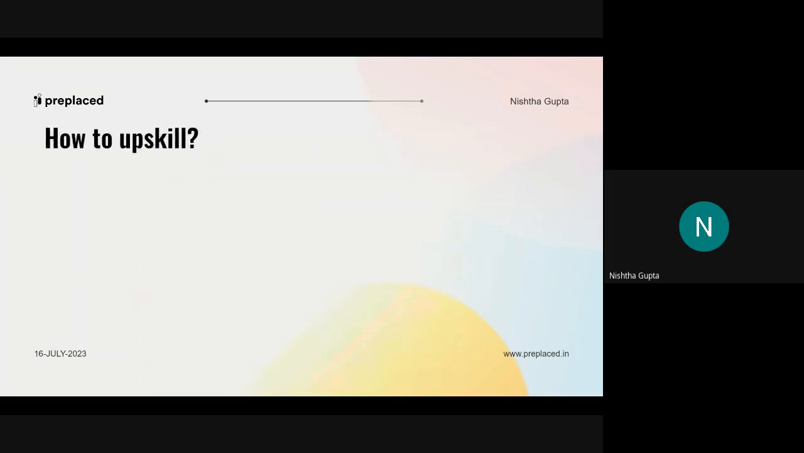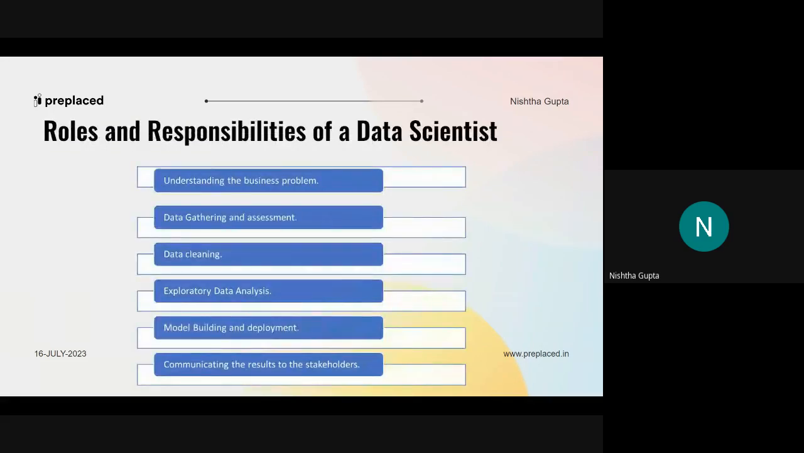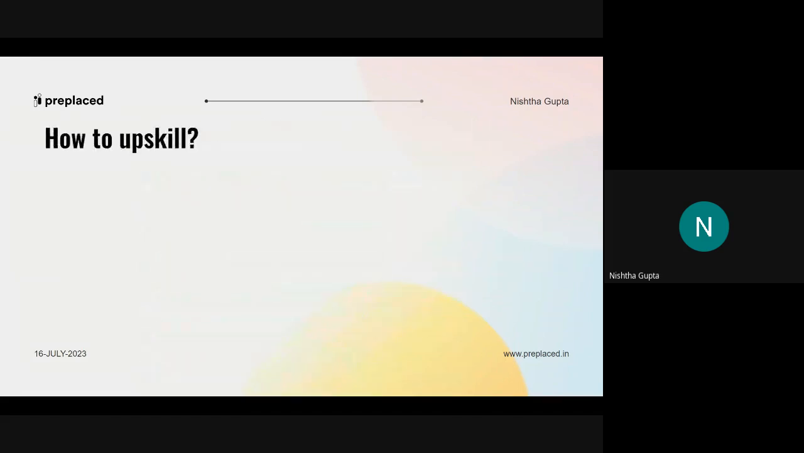Okay, next is how can you upskill. As we discussed, this is a step-by-step process we have on a daily basis. In order to complete these tasks on a day-to-day basis, we need to have certain skills as well. So how can you upskill in this particular field, which is the main question of this session today? Since most of you answered that you are just starting out and looking forward to transitioning your career, this becomes really important.